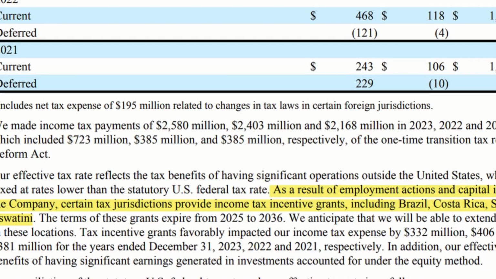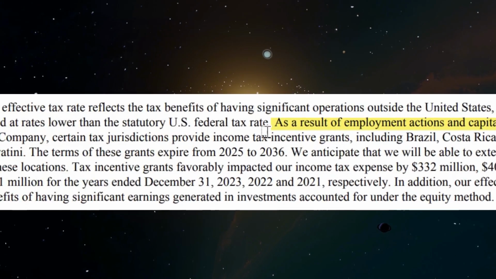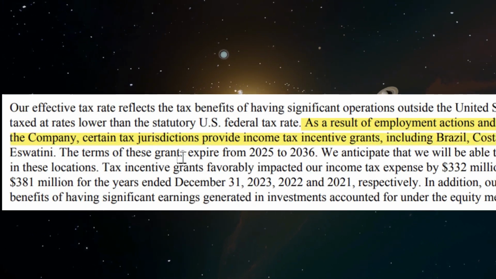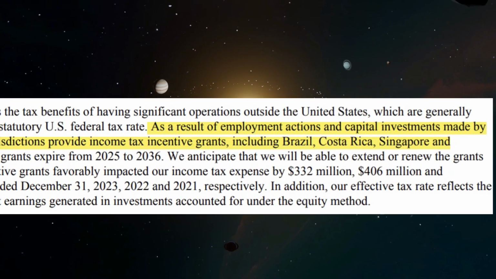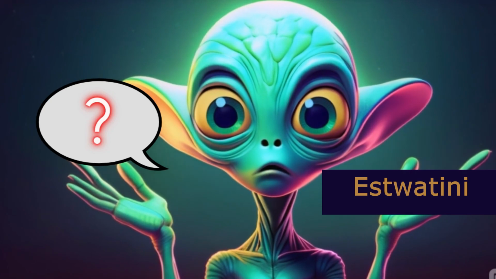It says, as a result of employment actions and capital investments made by the company, certain tax jurisdictions provide income tax incentive grants, including Brazil, Costa Rica, Singapore, and this country in South Africa that I have no idea how to pronounce. So it's possible that the reason Coca-Cola keeps shifting these earnings to these countries is to have these grants offset the large earnings.